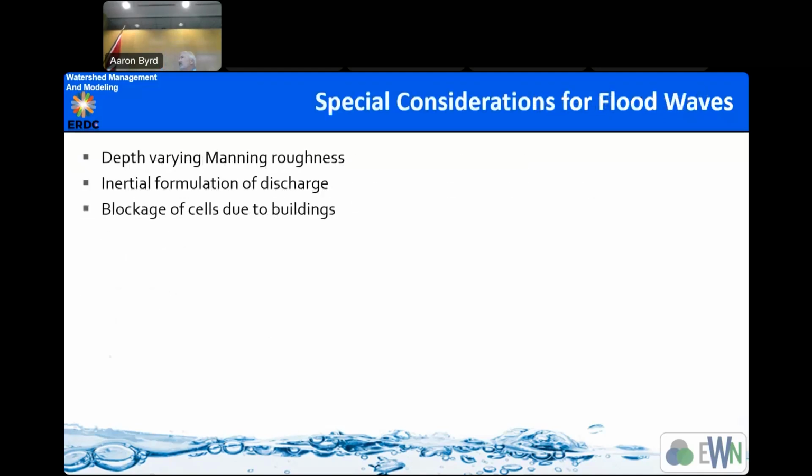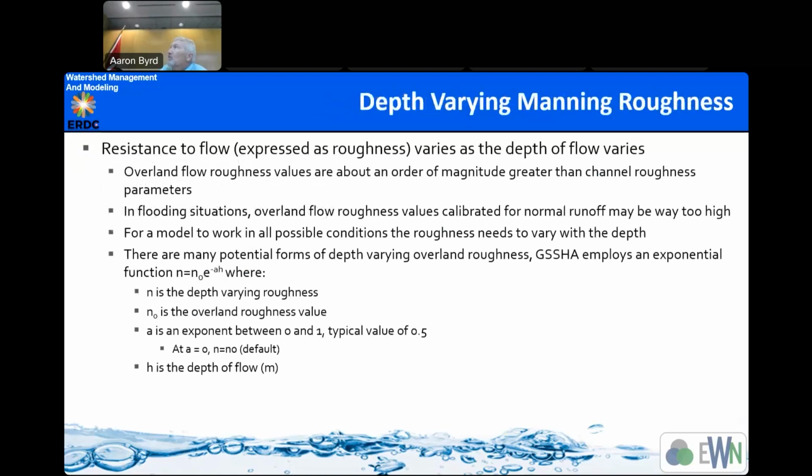So based on some of these things, we did some things to try to solve them. We introduced a depth-varying Manning's roughness. We added an inertial formulation for the discharge, and then looked at, not that this was a problem, it was just kind of a special feature. You have floods in urban areas, you get blockage of the flow due to the buildings. You have to flow around the buildings, you can't flow through the buildings, obviously.